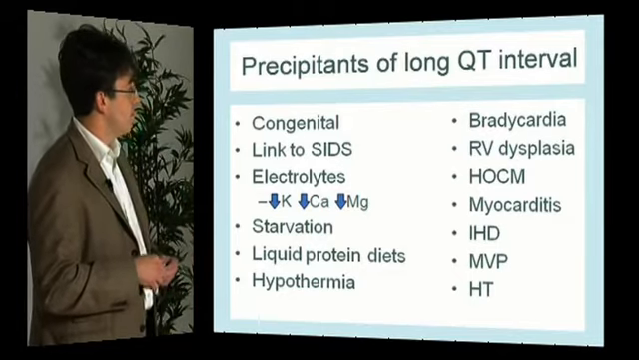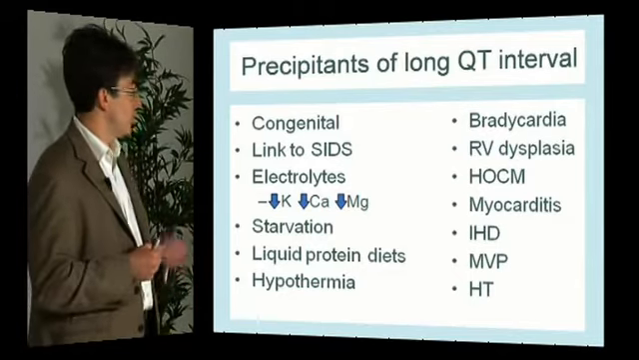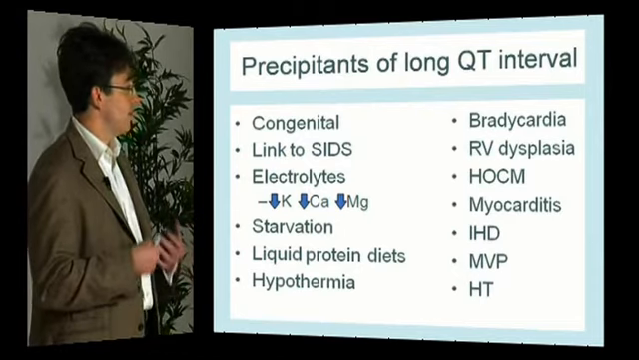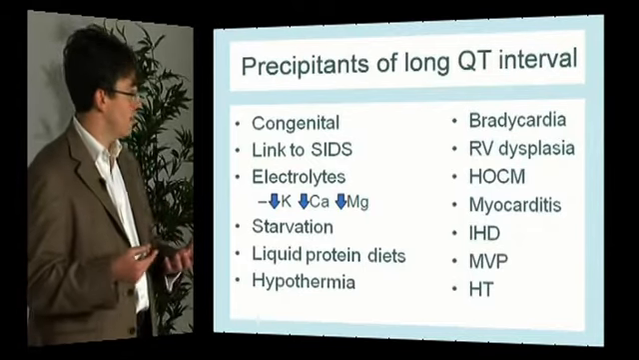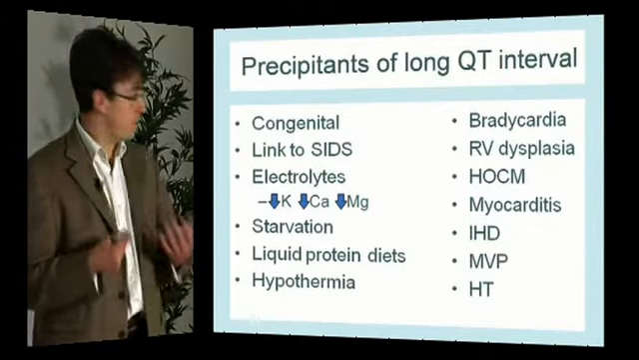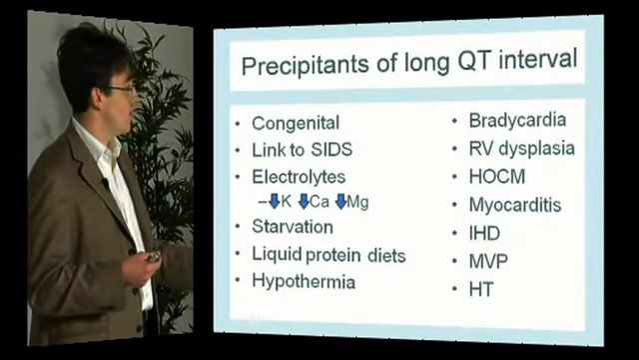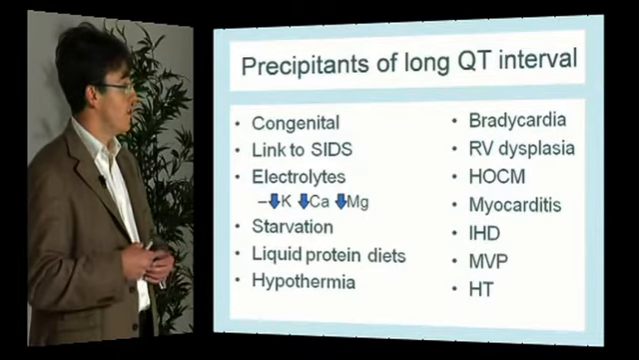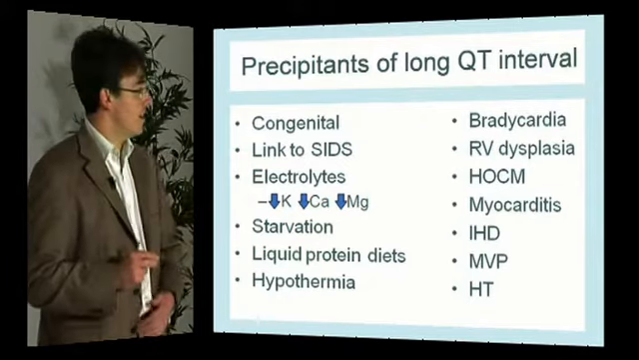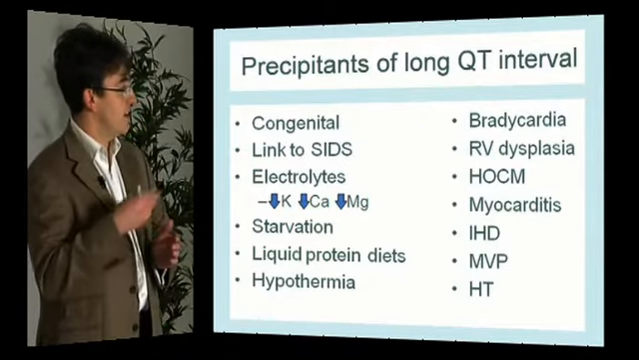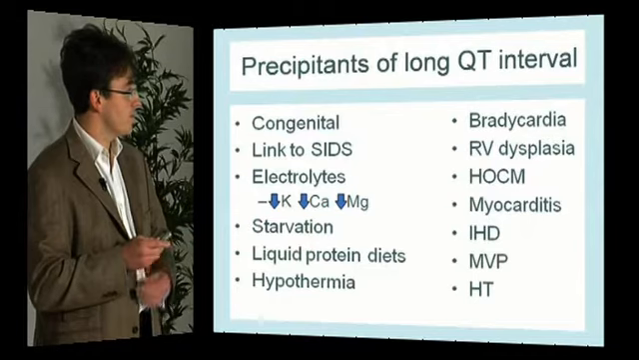As I said, patients who have electrolyte disturbance, so if you have a low calcium, low potassium, low magnesium, this can all predispose, as can abnormal metabolic states, so starvation or liquid protein diets, hypothermia, and then rhythm problems such as bradycardia. And people with bradycardia are more predisposed to developing an R-on-T phenomenon and then having episodes of torsade.